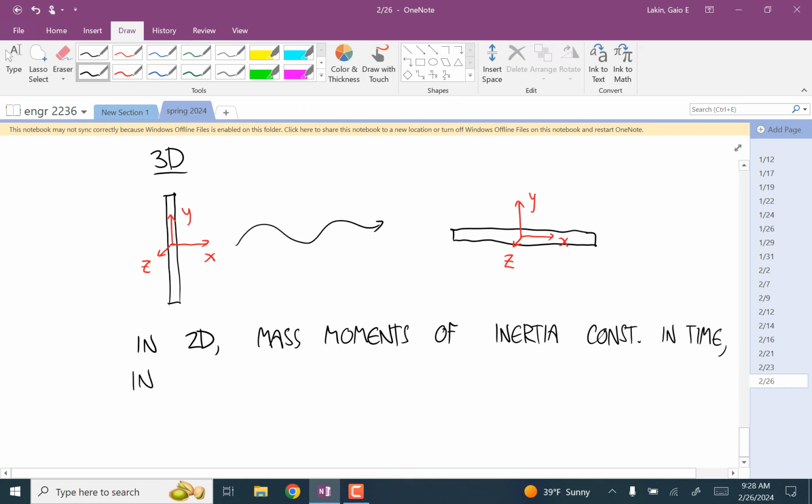And in 3D, the mass moments of inertia vary with time. That's why we need a different approach when we go to 3D.